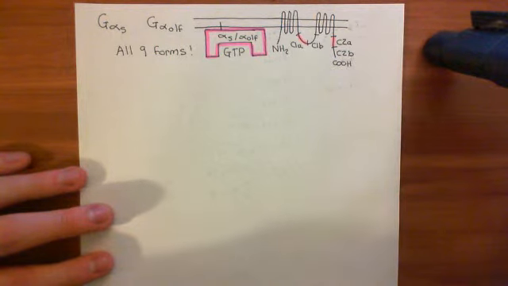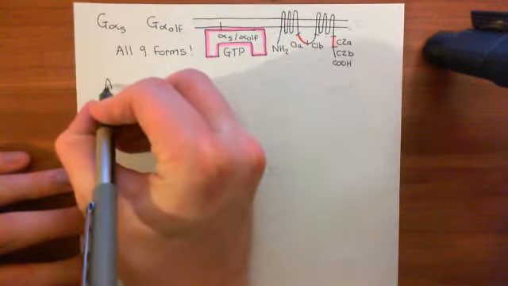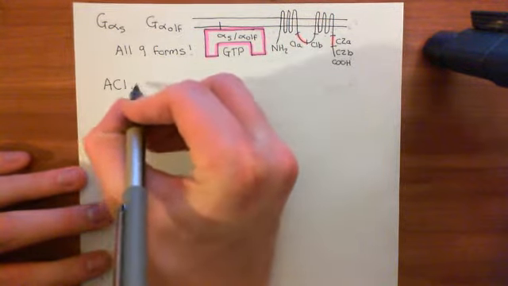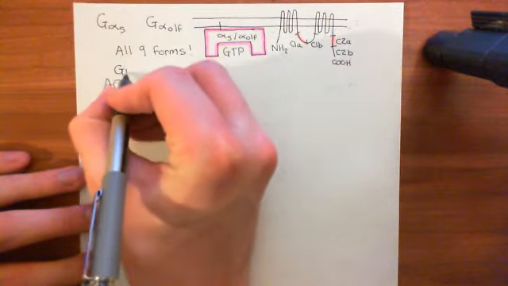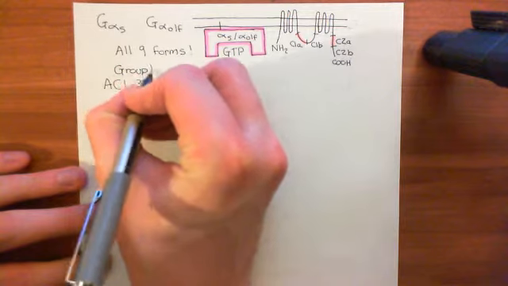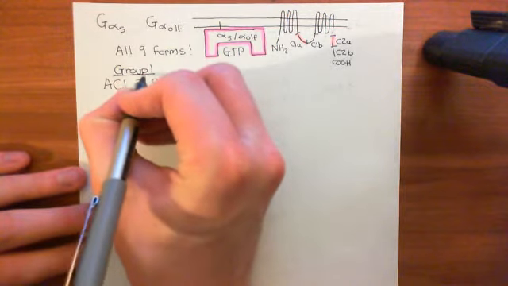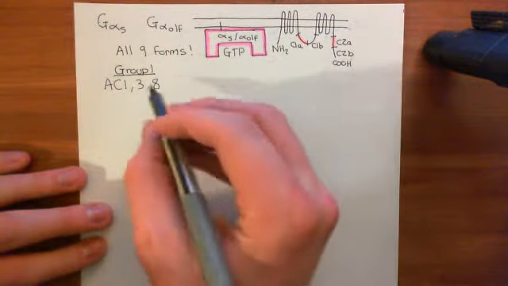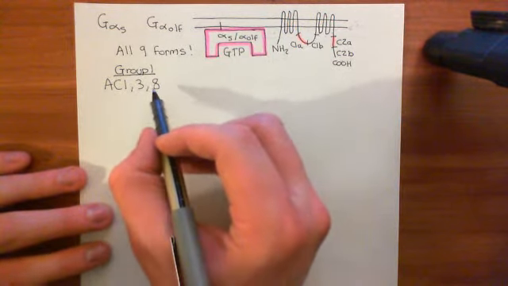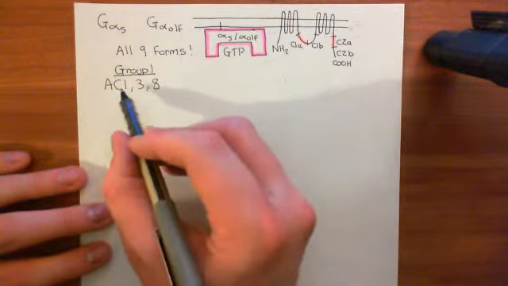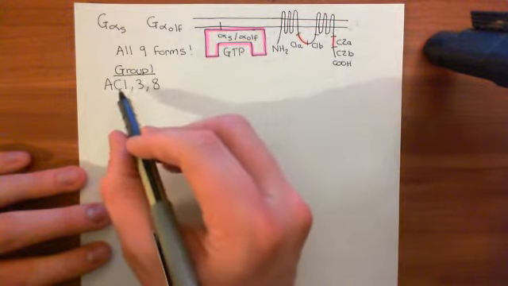Before we can discuss this, we need to discuss the activation of these adenylyl cyclases by calcium. Remember, adenylyl cyclase 1, 3, and 8 were all in group 1 of the adenylyl cyclases, the calcium-activated adenylyl cyclases. So all of them are activated by calcium, and I just want to discuss the mechanism for adenylyl cyclase 1 and 8.